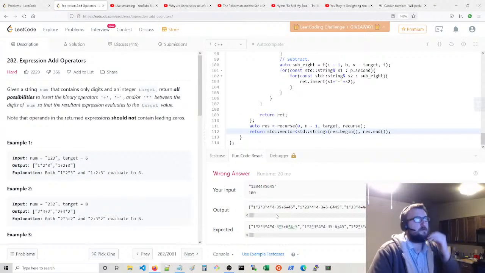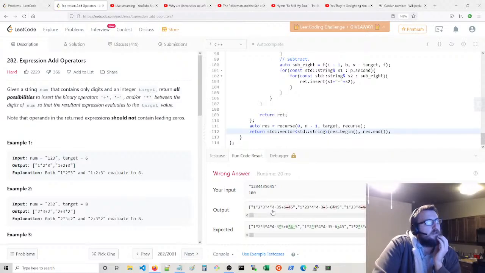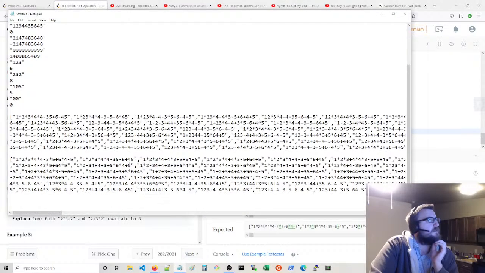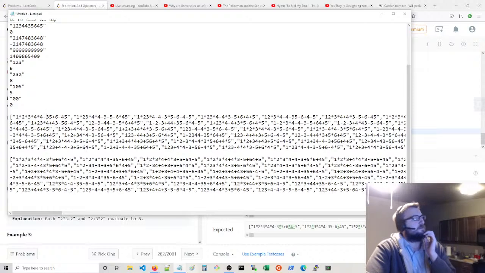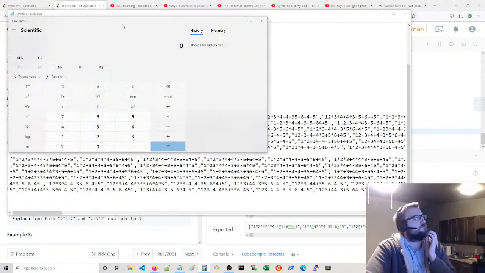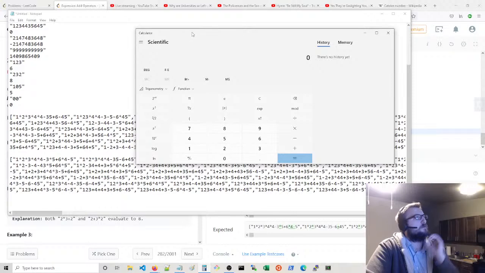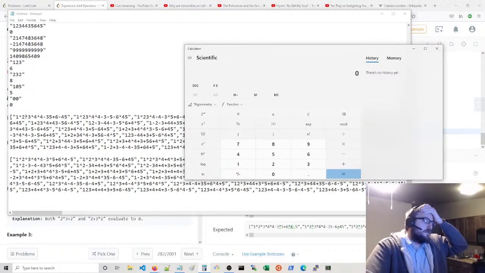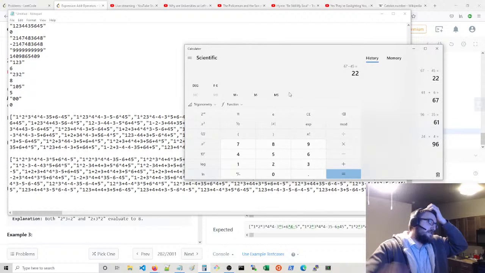Okay, can we get a diff? What's different? So the first one maybe might be wrong, right? Minus 45. So 1 times 2 times 3 times 4 times 4. Okay, okay. 4 factorial I think is 24. So 24 times 4 minus 35 plus 6 minus 45. Okay. That is nowhere near.